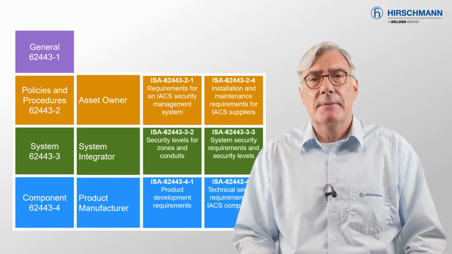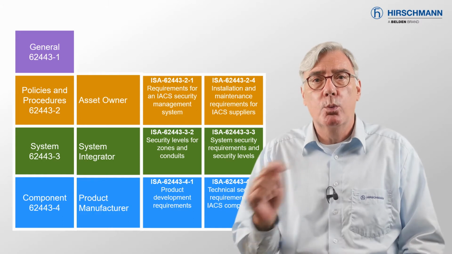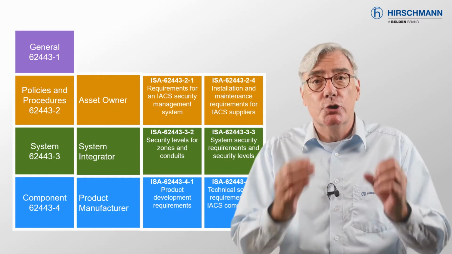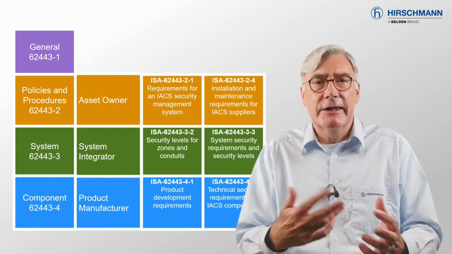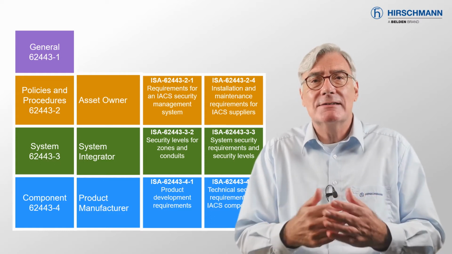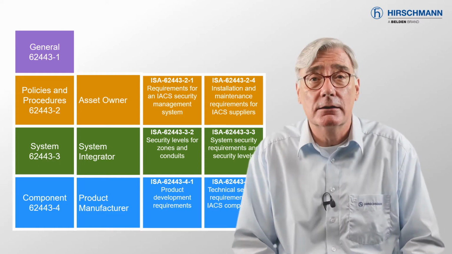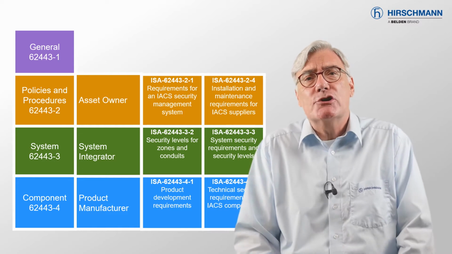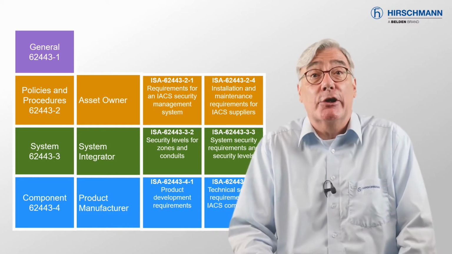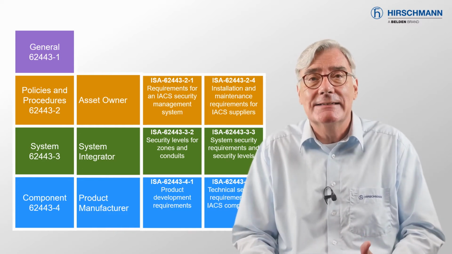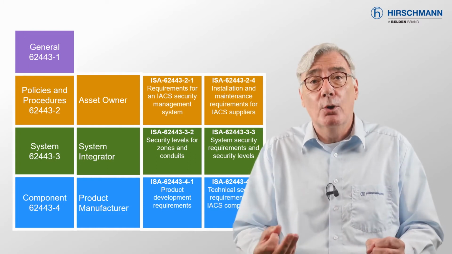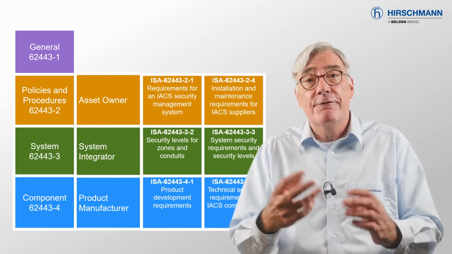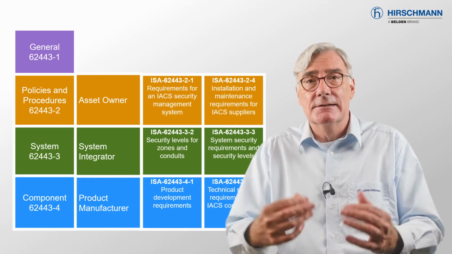If you are a product manufacturer, Section 4-1 defines the processes you must follow to securely develop a product throughout its entire life cycle. Section 4-2 states the security functionality capability your product must support to be compliant with the 4 security levels.